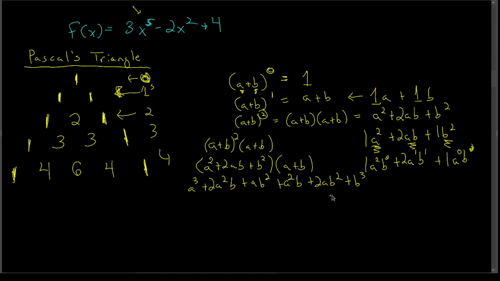And if I gather the like terms, I have an a cubed up front, because there's only one of them. I have 2a squared b and 1a squared b, so that's 3a squared b. And I have an ab squared and 2ab squared, so that's 3ab squared, and a b cubed at the end. And notice those coefficients out front are the next line of Pascal's triangle. Again, a started with the power I was going through. I was looking at a cubed.